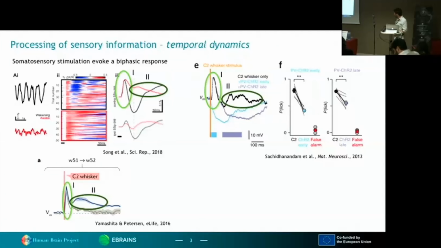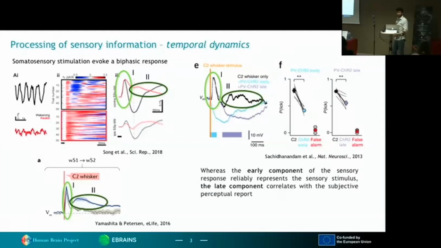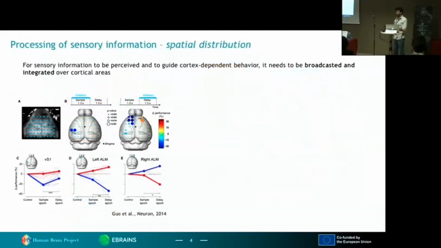So in this beautiful paper from the Petersen group, they try to assign a role to these 2 phases, and they observed that by optogenetically inhibiting selectively the first phase and the secondary phase, the results suggest that the early component or primary response accounts for the representation of the stimulus at cortical level, while the secondary response is more related to the subject perception of the stimulus.